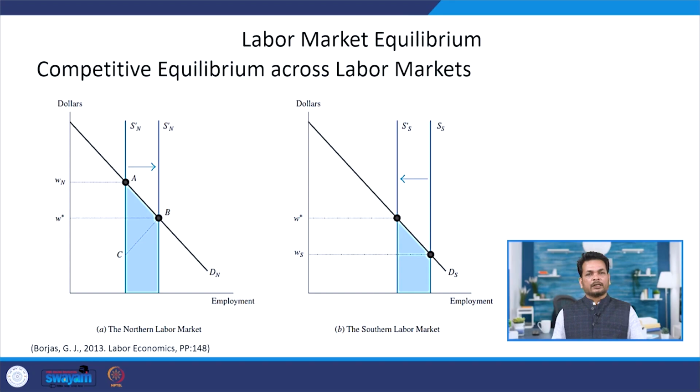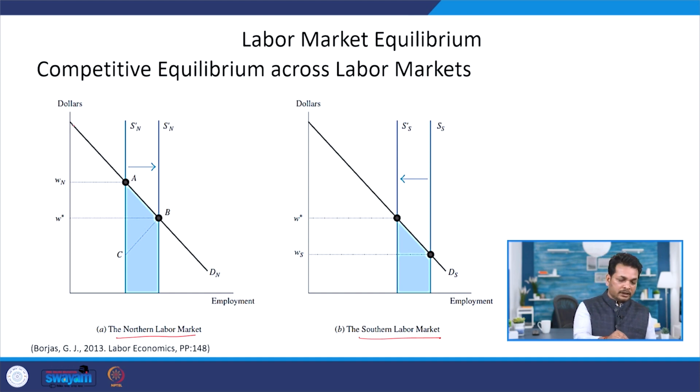Let us say for simplicity, the supply curves are represented by vertical lines, implying that the supply is perfectly inelastic. Now, let us try to understand how the competitive equilibrium is achieved within these two different labor markets. On this side we have taken the labor market for the north region, and on this side we have taken the labor market for the south region.